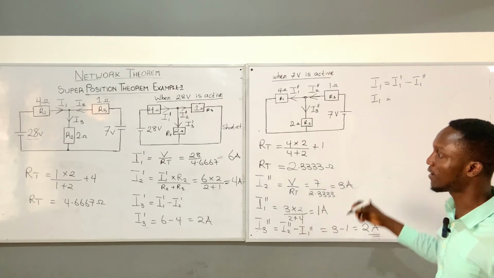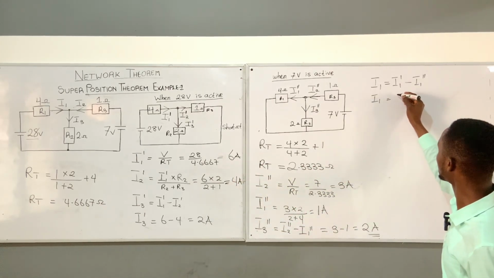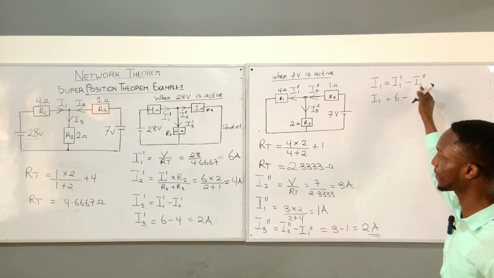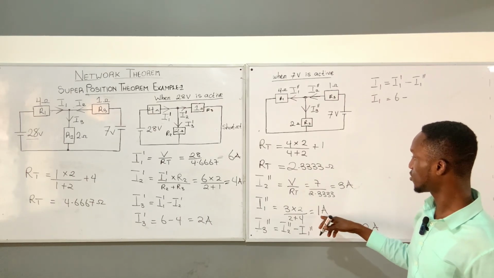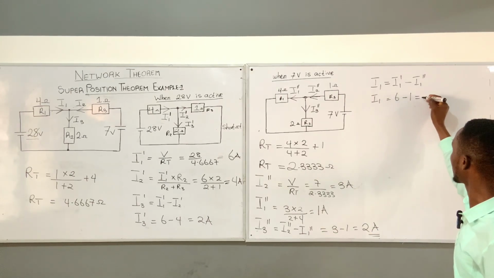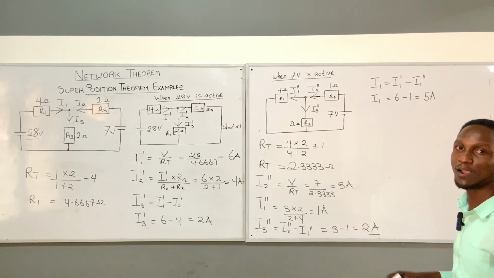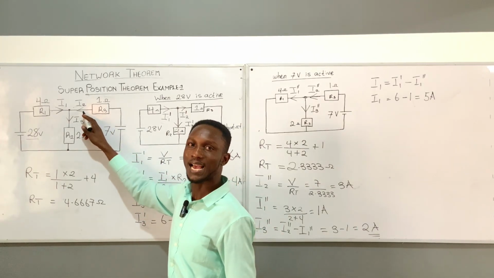Do we get it now? What is the value of I1 prime? When you look at it, it was 6. So I have 6 minus, what is the value of I1 double prime? When we look at the value of I1 double prime, the result was 1. So when I subtract 1, we are getting 5 amps. So therefore the value of I1 is 5 amps.